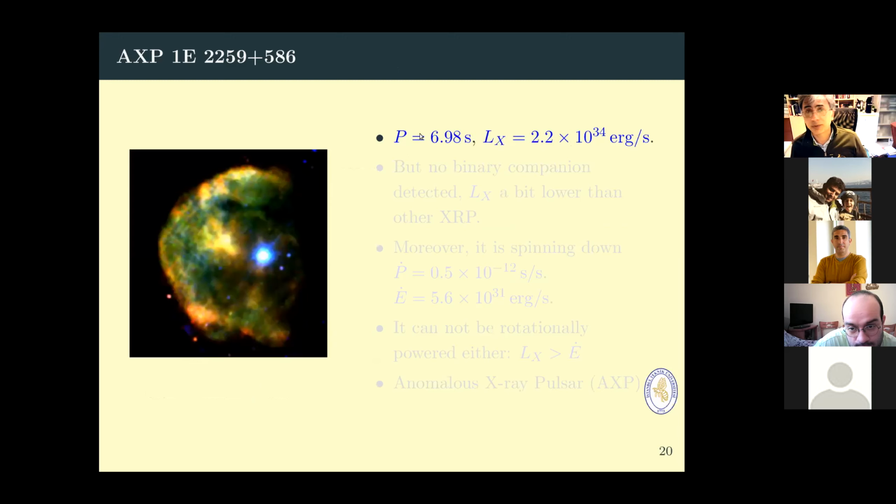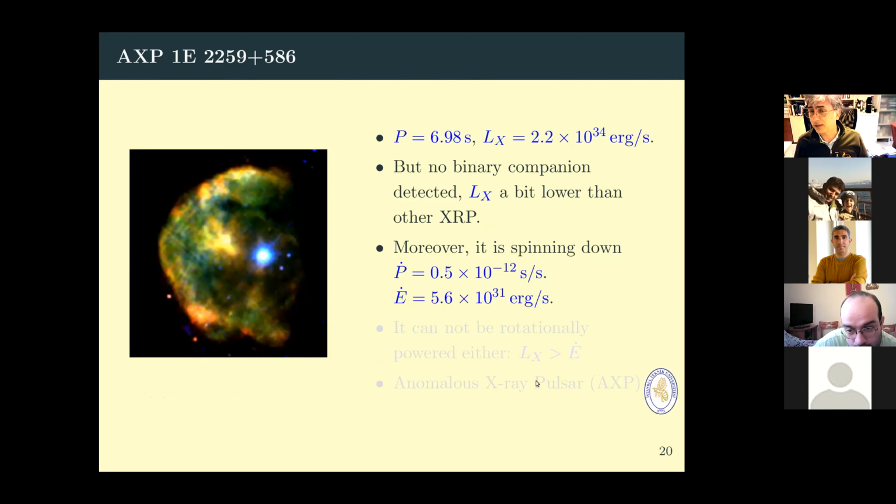Another object here was observed through its soft X-ray spectrum. It has a large period of 7 seconds. It is showing X-ray pulsations, but there's no binary companion to provide accretion matter. But it was classified as an X-ray pulsar. Of course, this anomalous behavior was noted, so it's called an anomalous X-ray pulsar.